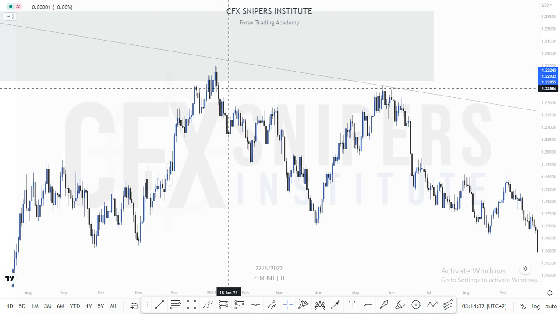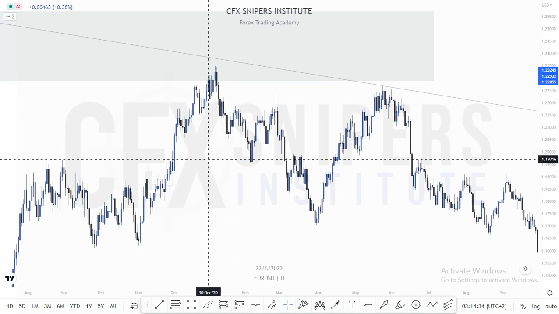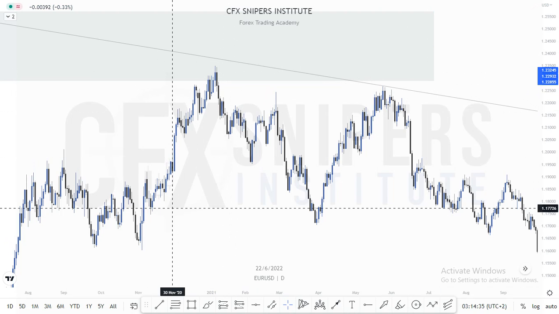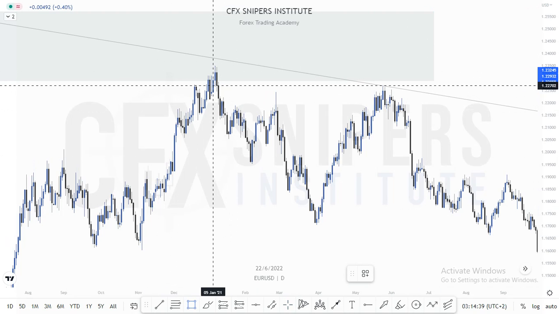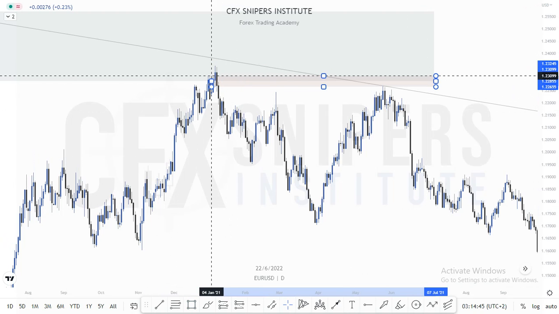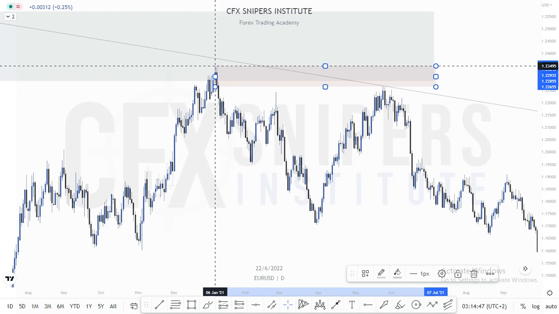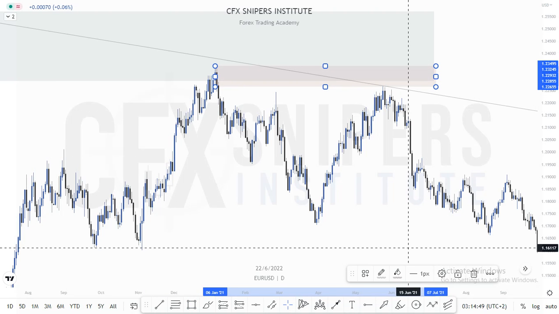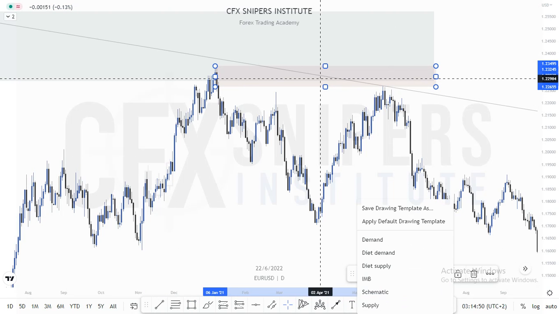So come here, see we have a nice demand candle there, order block. I'll have a video explaining what an order block is. So we have a nice supply here.